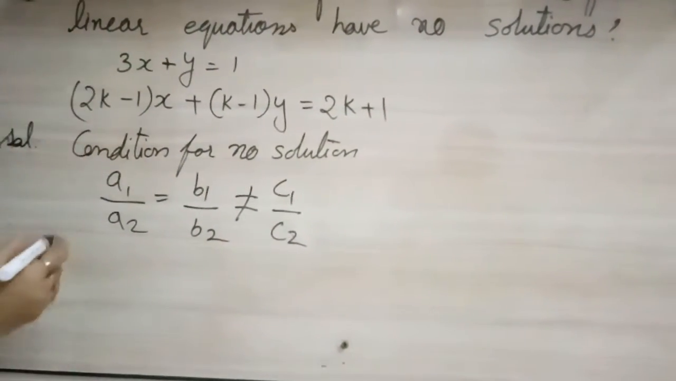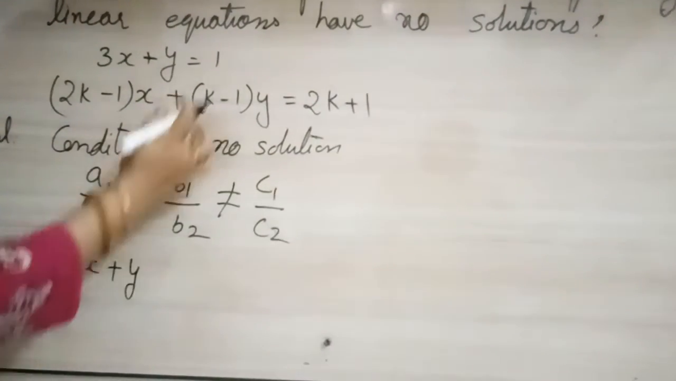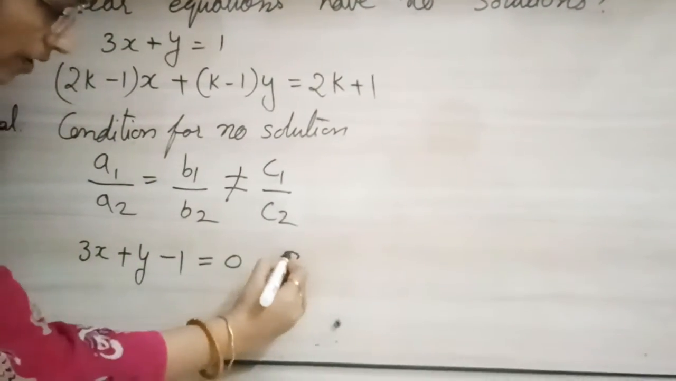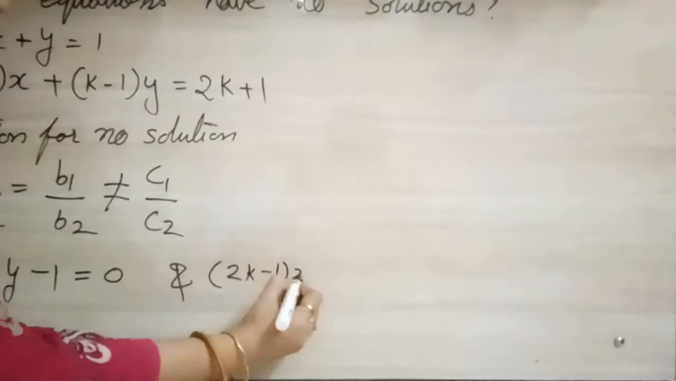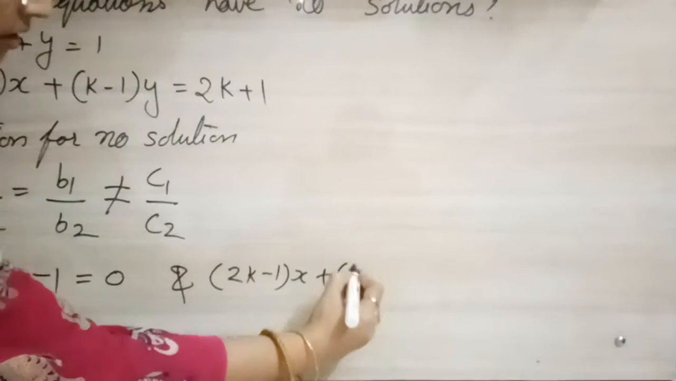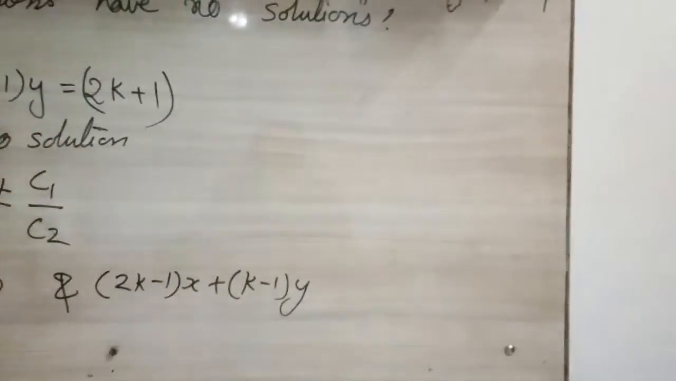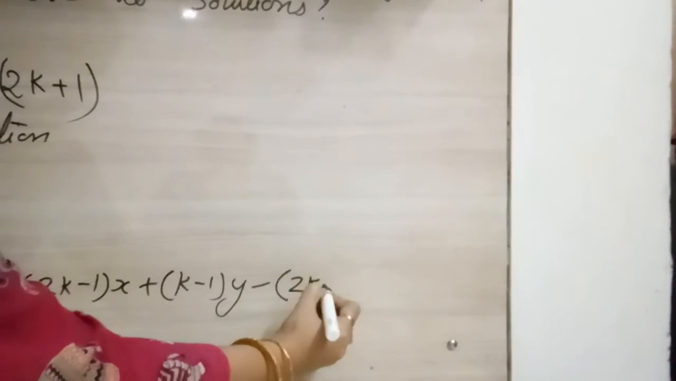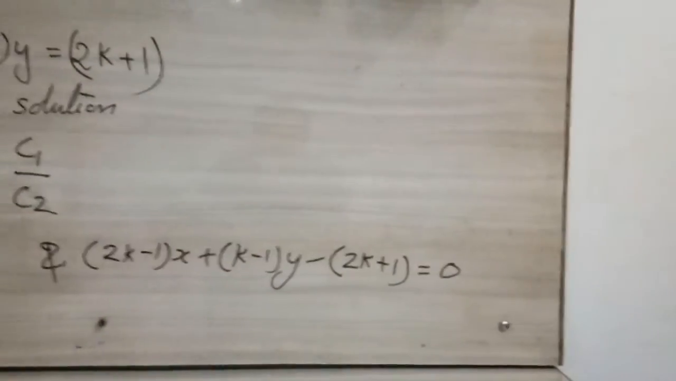Now we will compare our equations with that. So what will it be? 3x plus y, 1 I'll transpose here, so it will become minus 1 is equal to 0, and here it will be (2k minus 1)x plus (k minus 1)y. Again I will transpose, but before transposing always put the bracket, so the sign will come correct and there will be no mistakes of sign if we put the bracket. So always make a habit of putting the bracket. Okay, now we will equate.